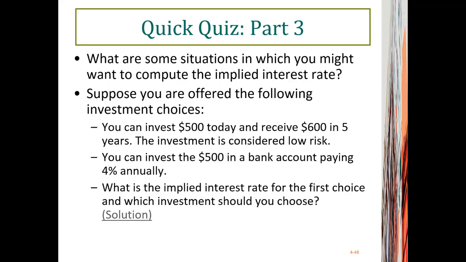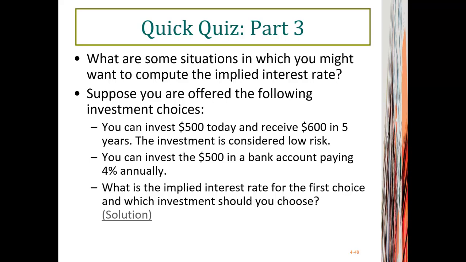And the second choice, you can invest $500 in a bank account paying 4% annually. The question is, what is the implied interest rate for the first choice, and which investment should you choose? For your second investment, your interest rate is 4%. So you are going to compare the interest rate for your first choice with your second choice.